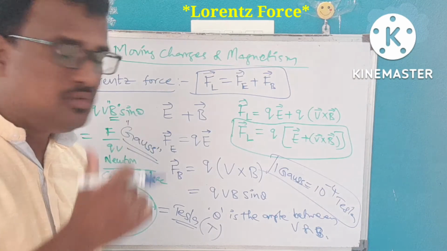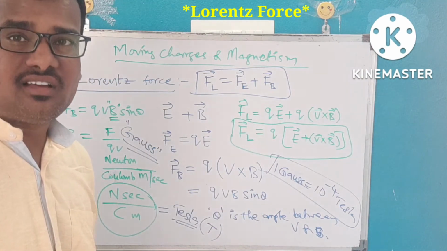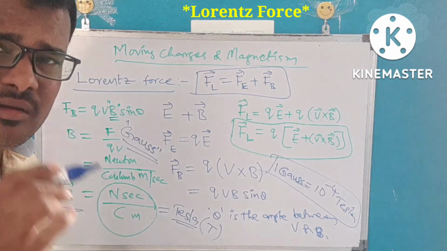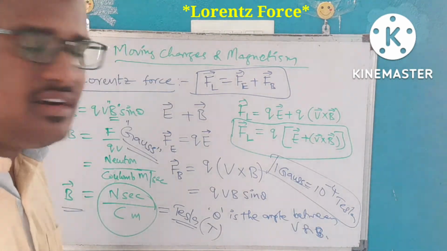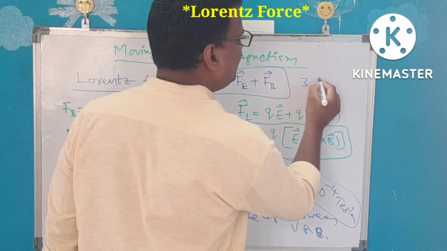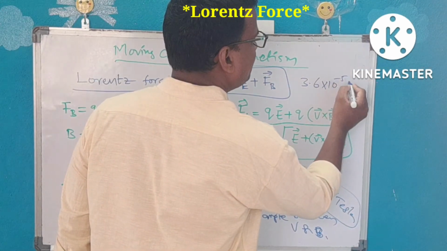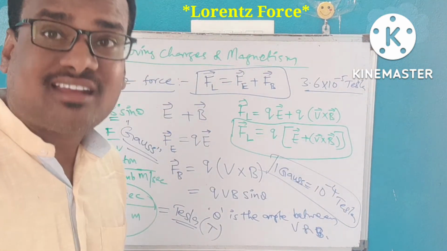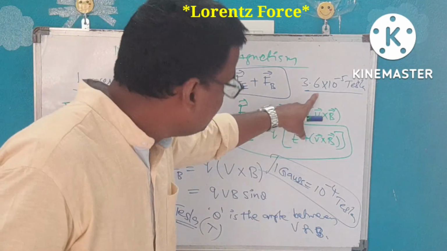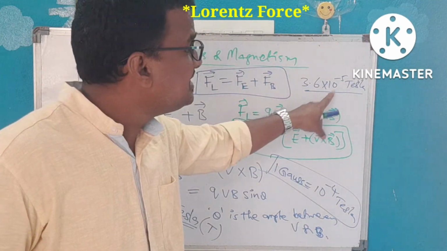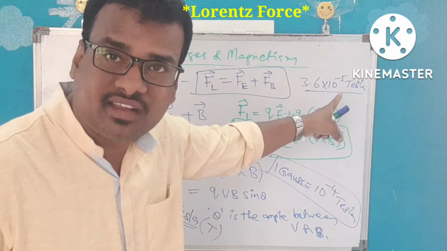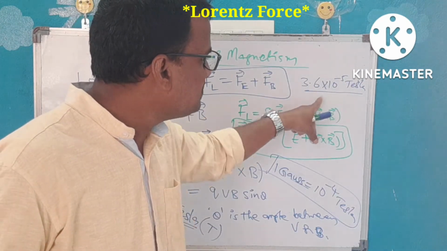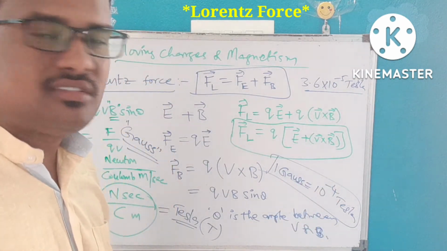So why do we use the Gauss? The Tesla, the SI unit for magnetic field, is a huge unit. The Earth's magnetic field is how much? 3.6 into 10 to the power of minus 5 Tesla. So the Earth's magnetic field is this much. That's why we can observe that the Tesla is a huge unit.